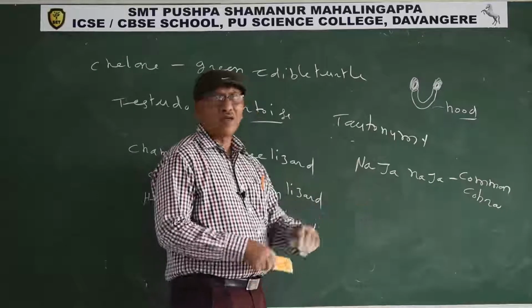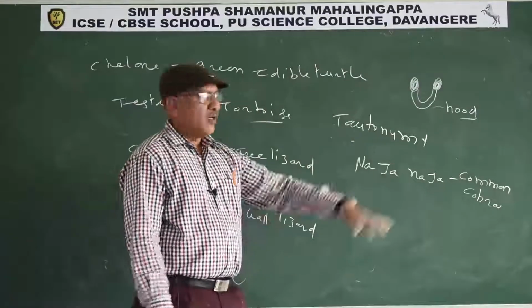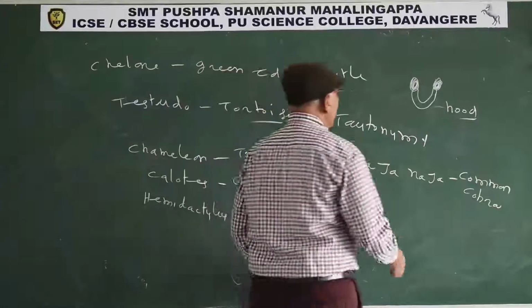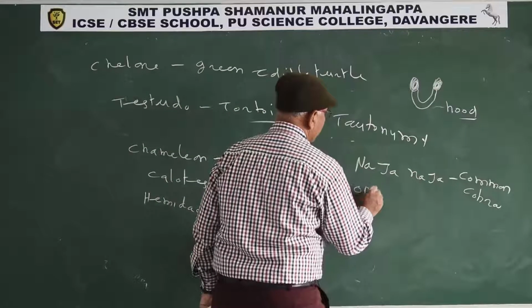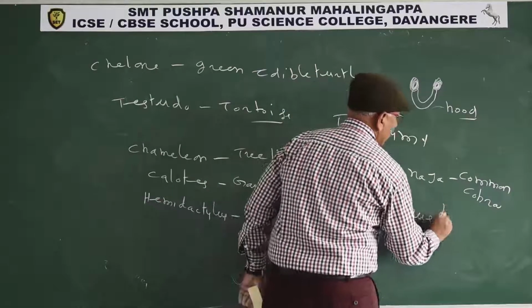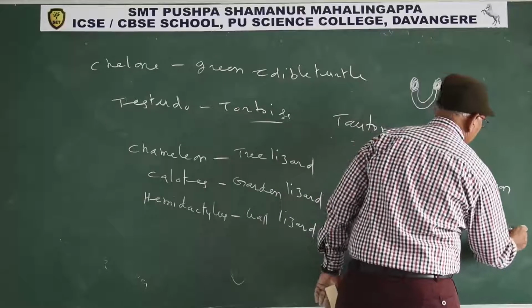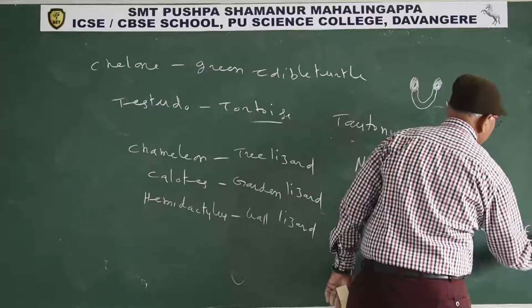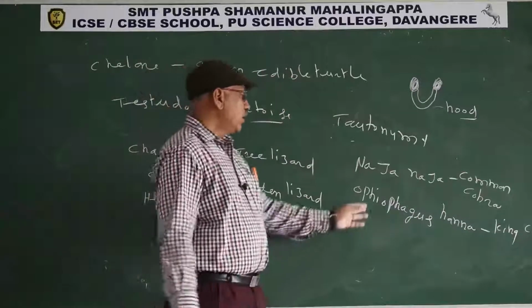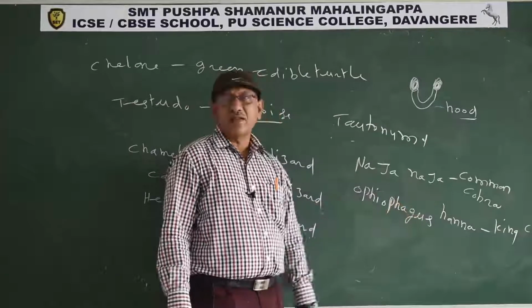Naja naja, example for tautonymy. In some cobras, hood is small, no spectacle mark, but it measures about 4 to 4.5 meters. So it is king cobra, Ophiophagus hannah. Ophiophagus hannah, king cobra. It is the largest venomous snake. Ophio means snake, phagus means feed. King cobra feeds on other snakes.